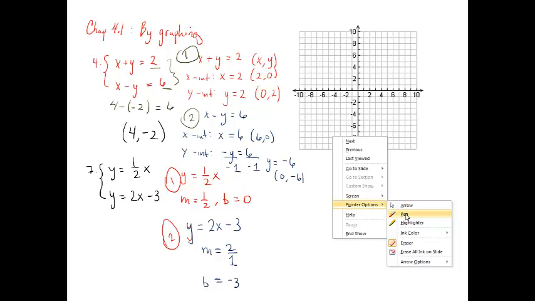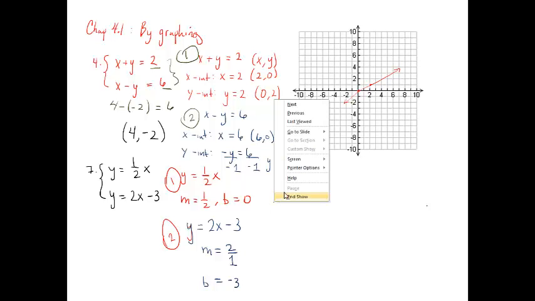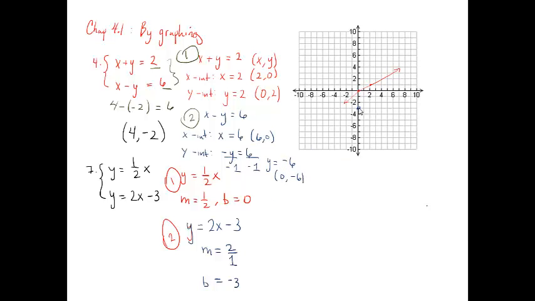So let's see here. Let's graph the first one. It has a y-intercept of 0, and slope says go up 1, and to the right 2. And then let's connect these. Let's be a little cleaner. Okay. Now the second one has a y-intercept of -3. So -3. And the slope says go up 2, 1, 2, and right 1. Good. And connect. Good.